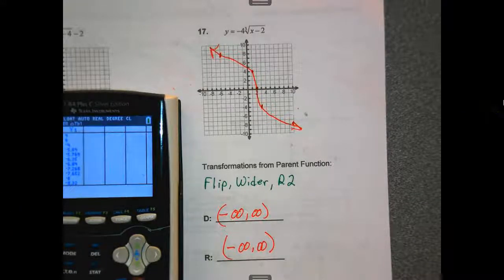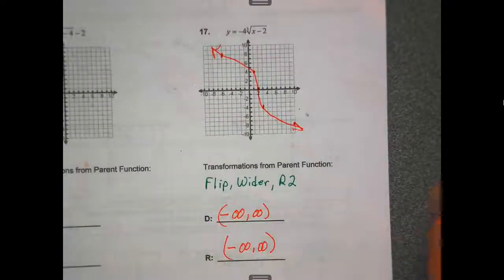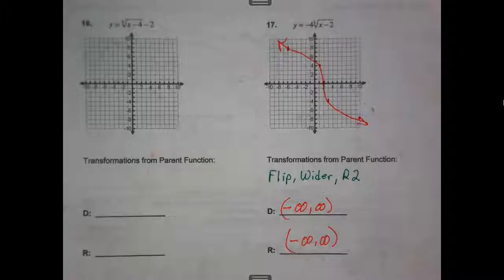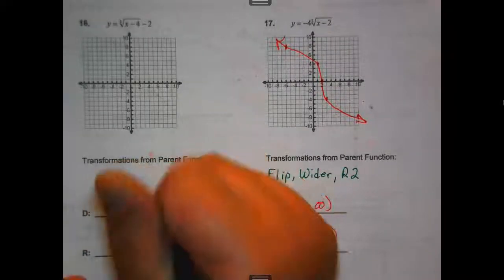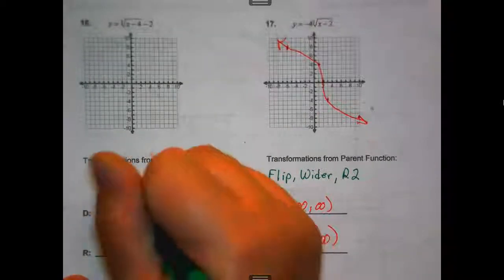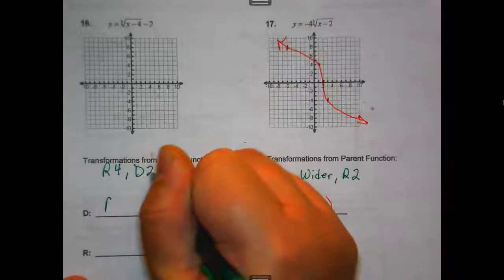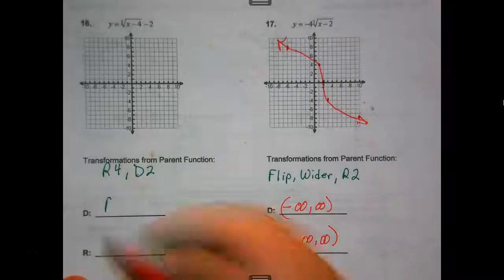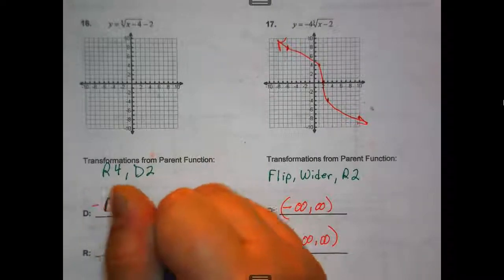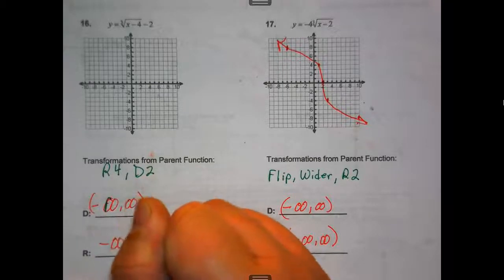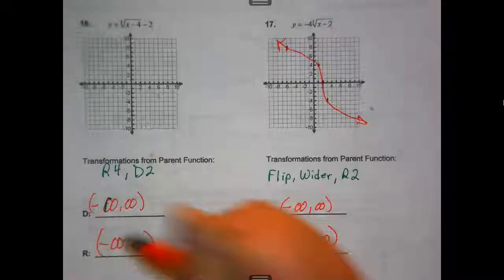and let's see how far we can get on the 16. Transformations. See, we're going to go right 4, down 2. Domain and range is going to be easy. Graph it.